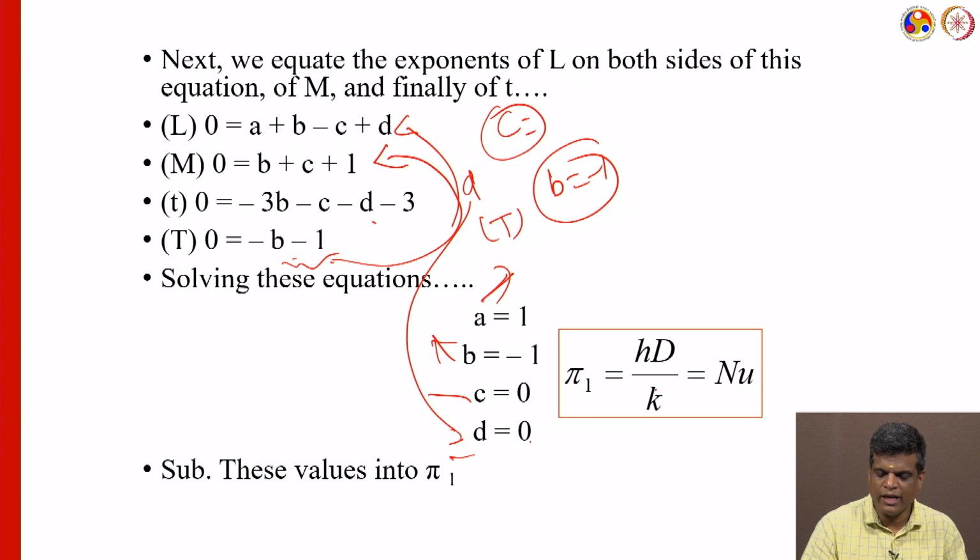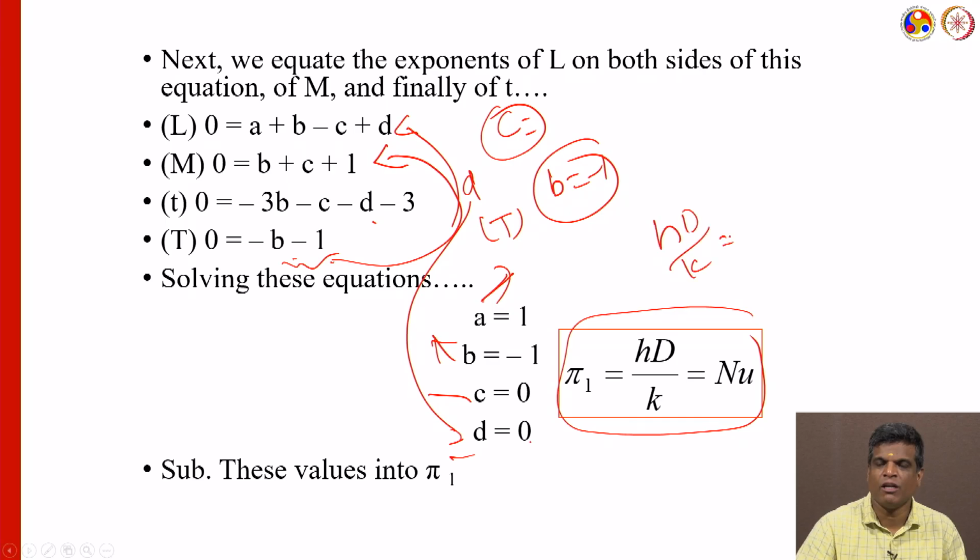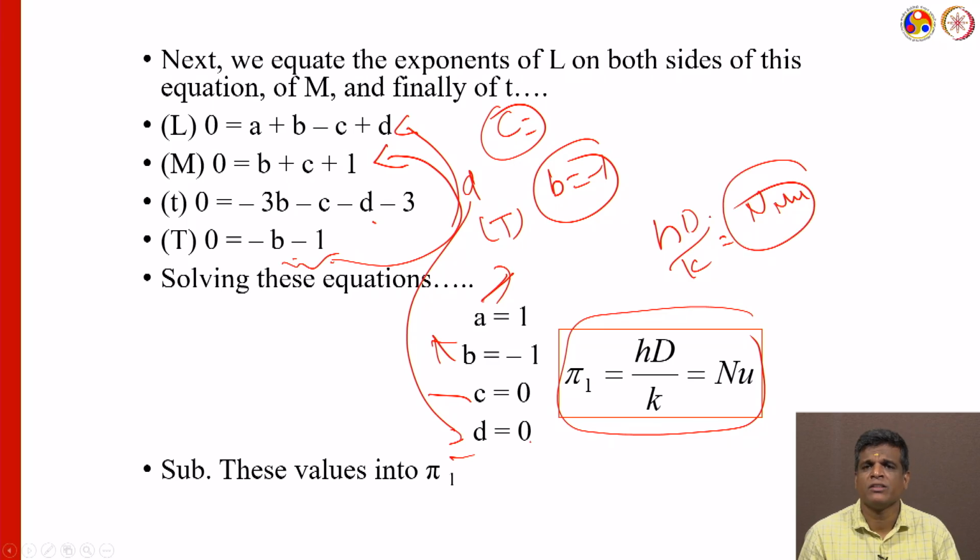You substitute these, and the dimensionless number is hD by K. We call it the Nusselt number. We will discuss more in forthcoming classes: what is the significance of the Nusselt number, what is the unit of the Nusselt number, everything we will discuss in the forthcoming classes.